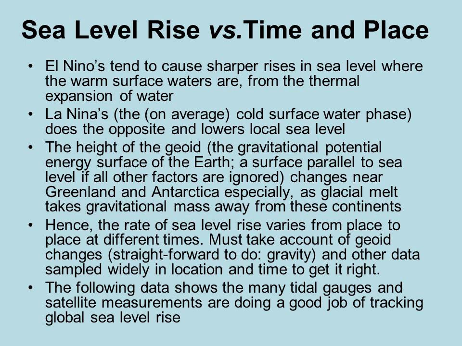There's also the height of the so-called geoid. The geoid is the gravitational potential energy surface of the Earth, the place where, if you had no other effects, no rotation, no winds, nothing that might affect sea level, that's the surface parallel to where sea level would be. So we call that surface the geoid.